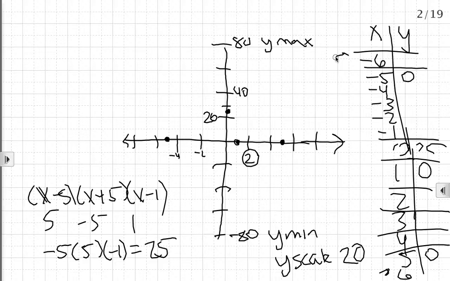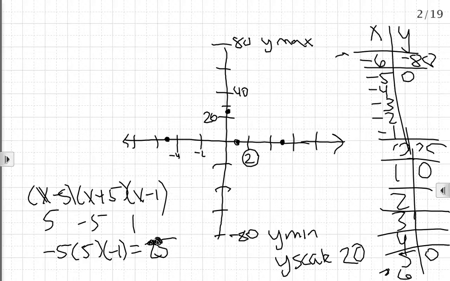All right, so just substituting this in, -6 minus 5 times -6 plus 5 times -6 minus 1. This gives me negative 88. So that tells me my point's way down here somewhere for negative 6, just past 80, almost to that 90 point. All right, -5 is at 0, so chances are pretty good that we're going up to the positive y-axis.